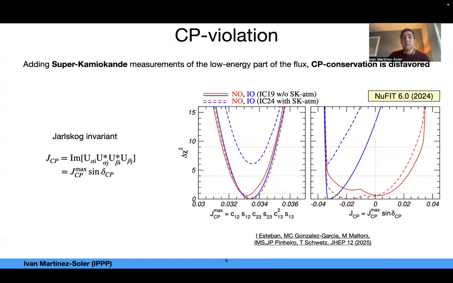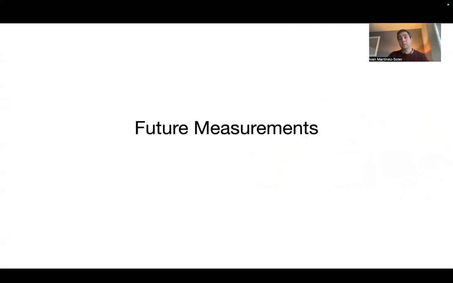And finally, the last parameter that I would like to mention is the CP violation phase, which is the least constrained one in the three-flavor mixing scenario. This parameter is quite hard to measure with atmospheric neutrinos because that flux, as we mentioned before, contains neutrinos and antineutrinos, and it is quite hard to separate one from the other once they interact in the detector. But once we include the information from Super-Kamiokande, we get a preference for a large CP violation in the leptonic sector. Now, this is just the result of the present sensitivity, but what about the future?